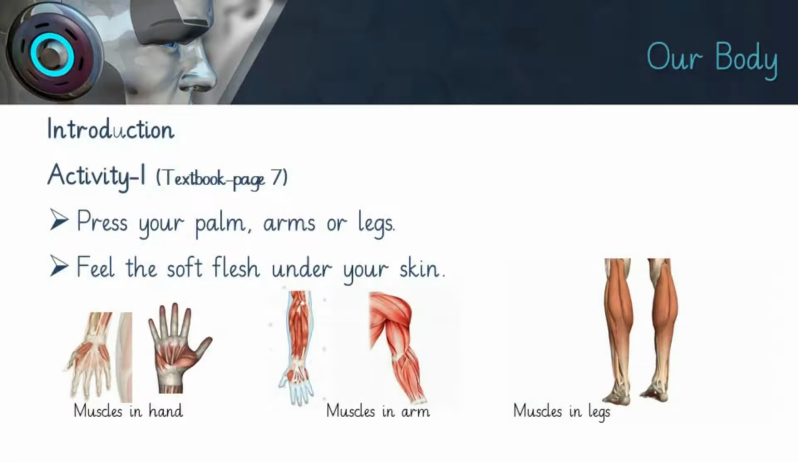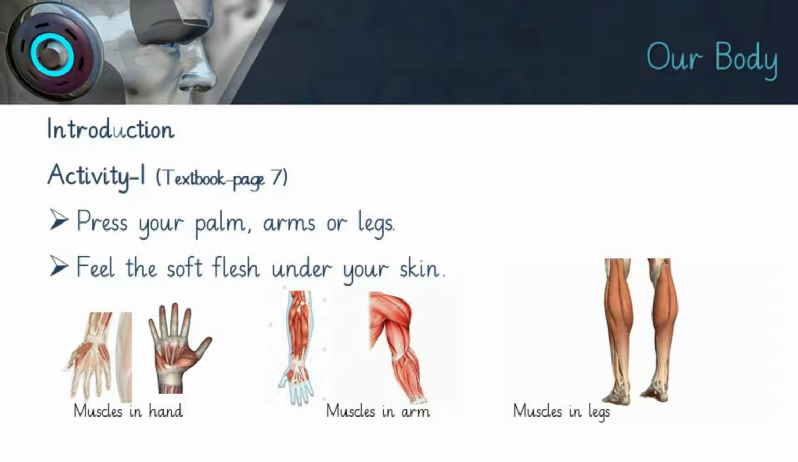Alright children, as we have done bones and skeleton, now we are going to proceed with muscles. Always remember in your mind that all of these topics are interlinked with each other. While studying skeleton, we did an activity of feeling bones under our skin. In the same way, we are going to do another activity today, but regarding muscles. This activity is given in your textbook on page number 7 as well.